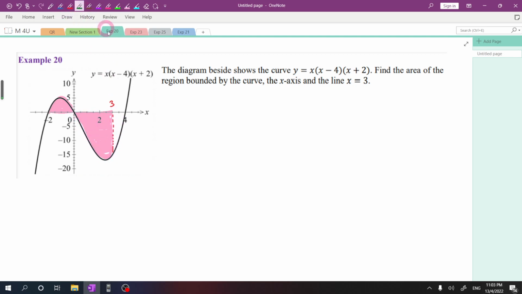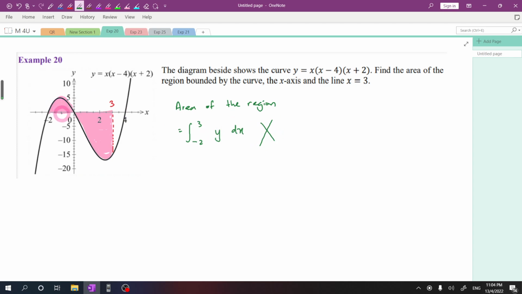Okay, so can I do it this way? Area of the region, from negative 2 to 3. Then since this is x-axis, right? So y dx. Can I do it like this? No, you cannot do it this way.